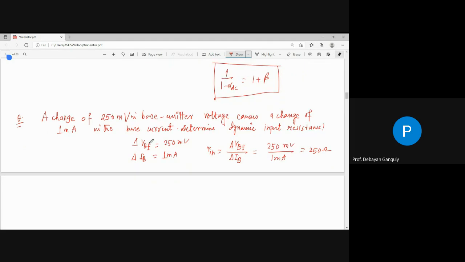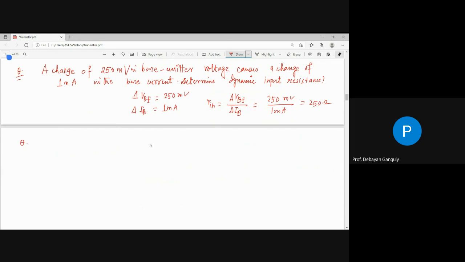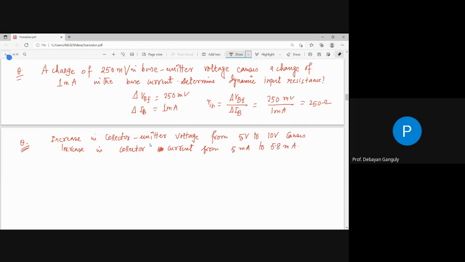So in that particular case also, the question may be given like this: increase in collector emitter voltage from 5 volt to 10 volt causes increase in collector current from 5 milliampere to 5.8 milliampere. You have to determine the dynamic output resistance, dynamic output resistance.